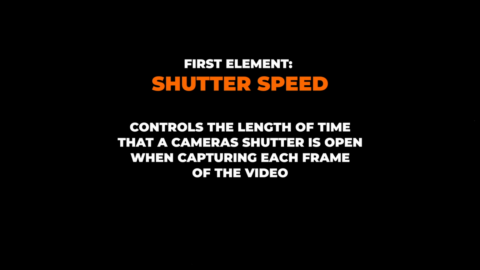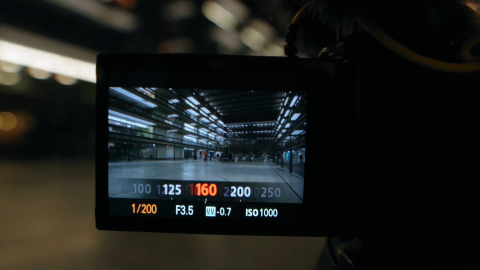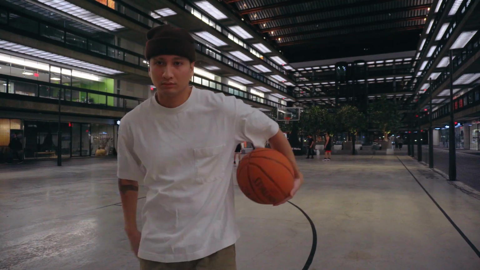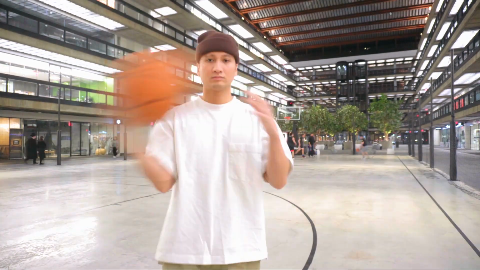Exposure consists of three elements: your shutter speed, ISO, and aperture. So while your frame rate captures each individual frame, your shutter speed controls the length of time that a camera shutter opens when capturing each frame of the video. And this affects the exposure and the motion of your video. A fast shutter speed will result in a dark image and produce a crisp video with no motion blur. A slow shutter speed will result in a brighter image and creates motion blur.